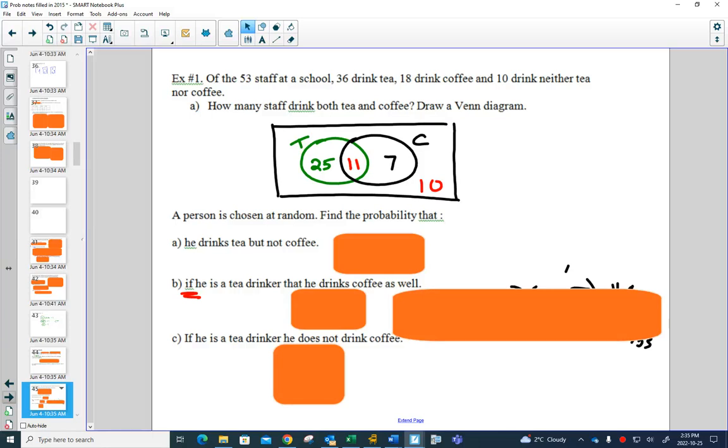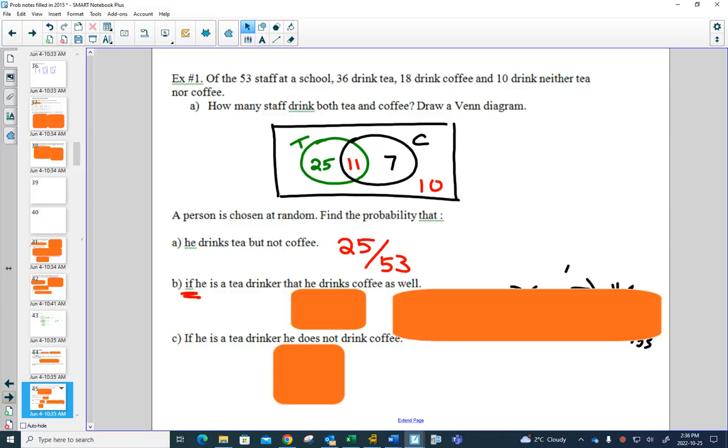Once we have the Venn diagram, our probability questions become easy. Drinks tea, but not coffee. Can you see that tea but not coffee is the green 25? 25 out of the 53 people. Because probability is just how many over the total.